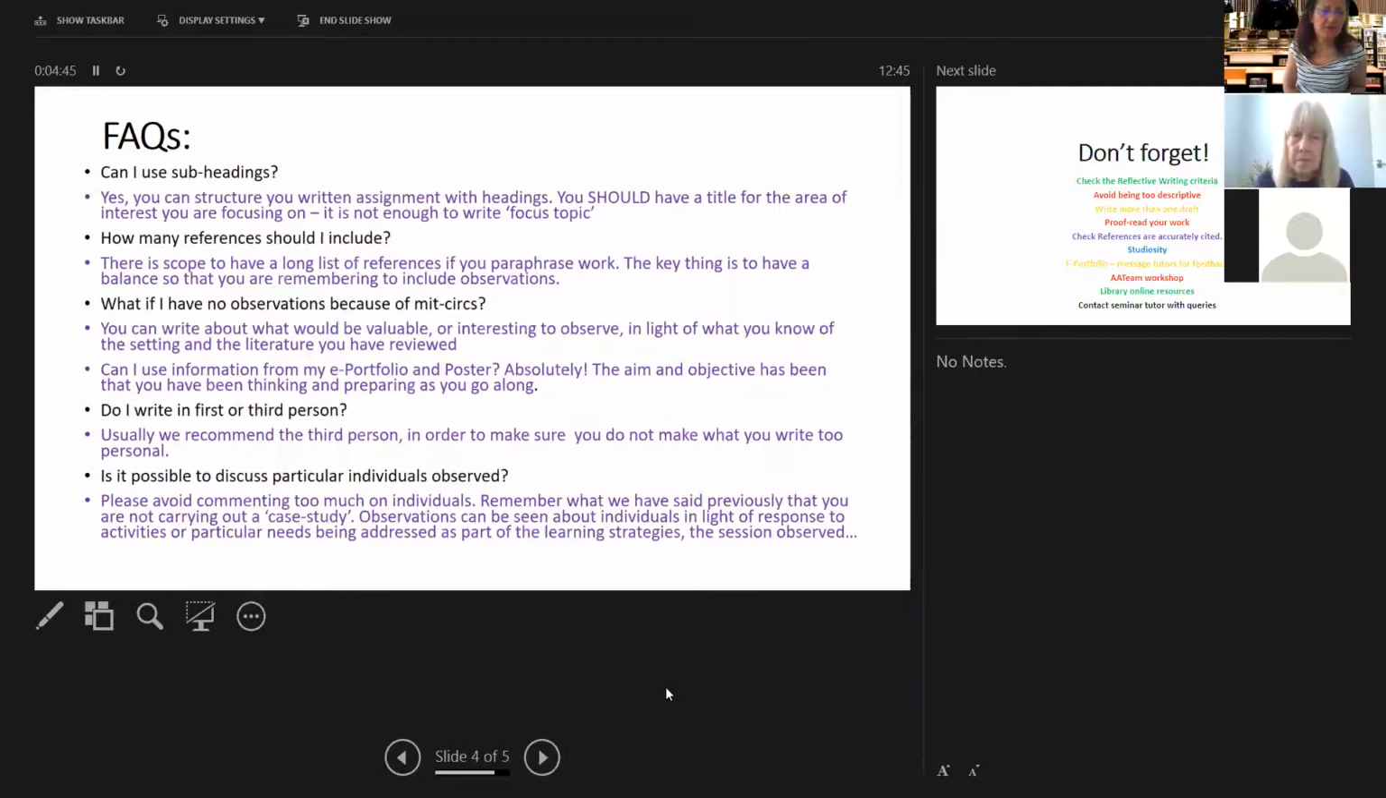So if you have a look through there, I've tried to put them in different colors to make them stand out. Can I use subheadings? Well, the answer to that is yes. You do want to make clear the structure. The structure guidelines are there on Moodle. If you look in the assessment block, you'll see some information there to guide you. You should have a title. This is something that Shirley and I find often, is that students forget that the focus topic needs to have a title. And I think really that helps the reader understand the structure of what you are going to be presenting to us and what your main focus is going to be.